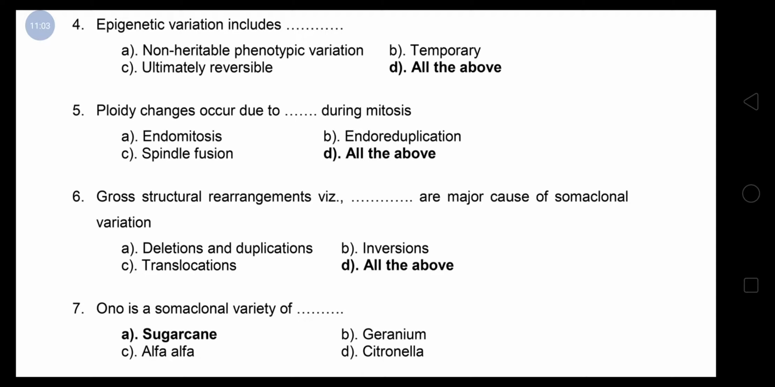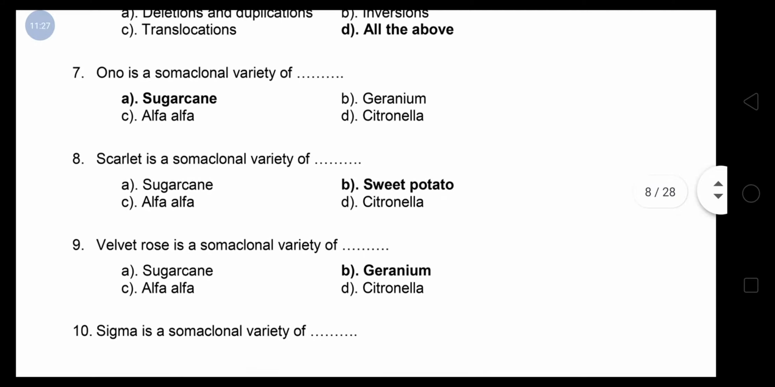Ploidy changes occur due to endomitosis, endoreduplication, and spindle fusion. Remember, ploidy changes occur due to endomitosis, endoreduplication, and spindle fusion. Gross structural rearrangements are major causes of somaclonal variation. The variations are deletions, duplications, inversions, and translocations.